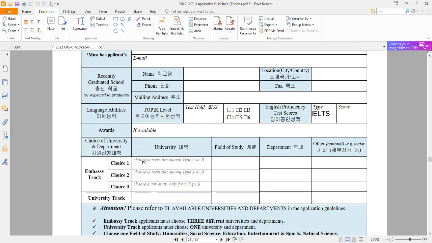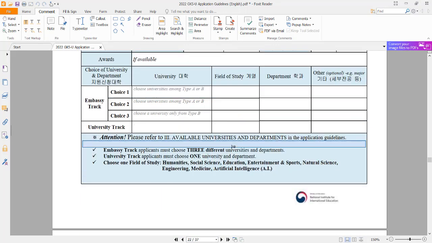Then for embassy track you have to select 3 universities. For choice 1 and choice 2 you can select a university from either type A or type B, but for choice 3 you can only select from type B. And the field of study from that Excel sheet which is available on the website, then department, and all the options you will get in the Excel sheet, so you can just fill it in here. And for university track, since you can only apply to one university in university track, just write the name of the university, that's it.